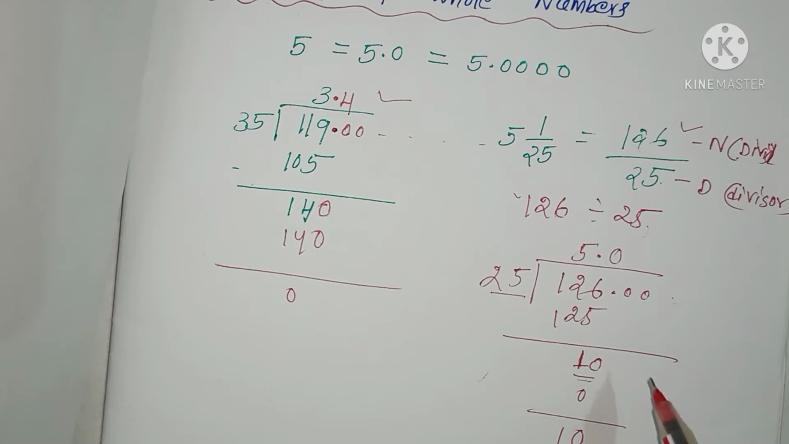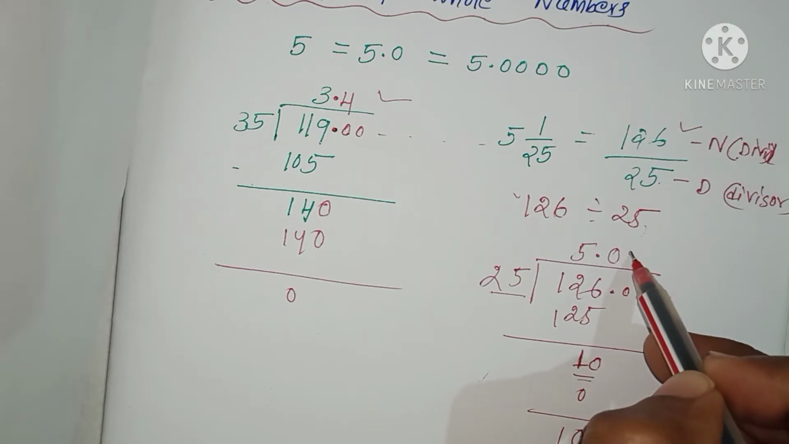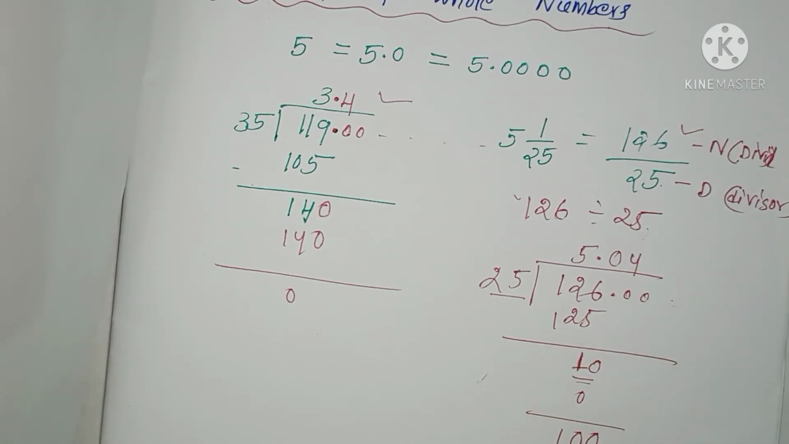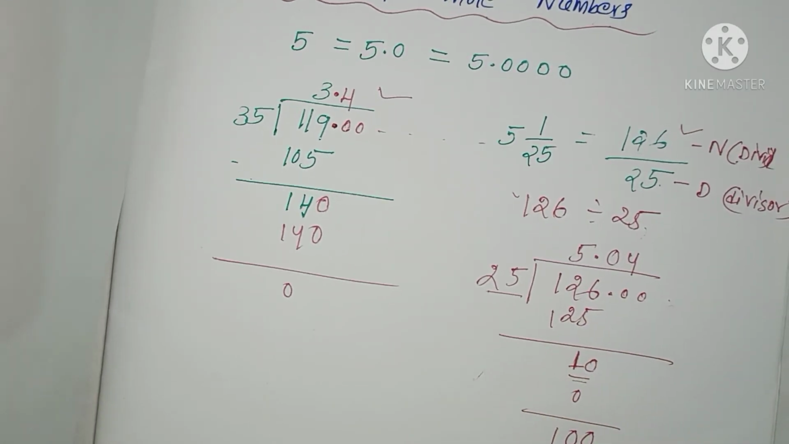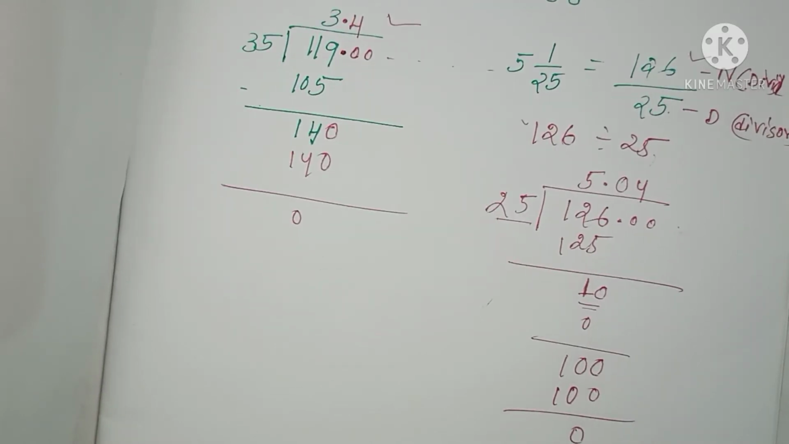Now 10 is here, so again we can bring down one more 0 because many more zeros are present. Now 25 into 4 equals 100. Is it clear to all of you? I hope all of you are clear on this.